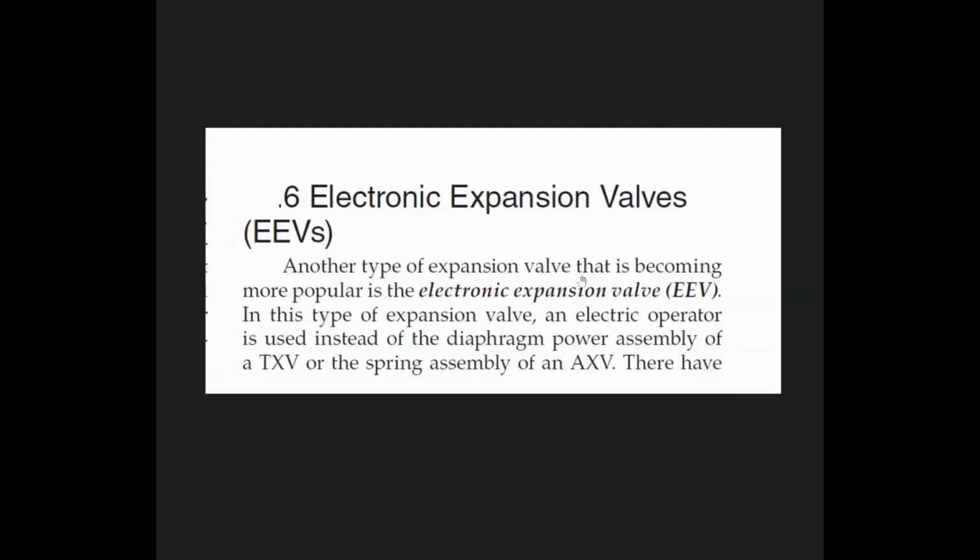Right. So another type of expansion valve that is becoming popular is the electronic expansion valve (EEV). In this type of expansion valve, an electric operator is used. Means basically some type of operating device, not a man, but basically a device, instead of the diaphragm powered assembly of a TXV or the spring assembly of an AXV. स्प्रिंग की जगह पे एक दूसरा जगह दिया हुआ.